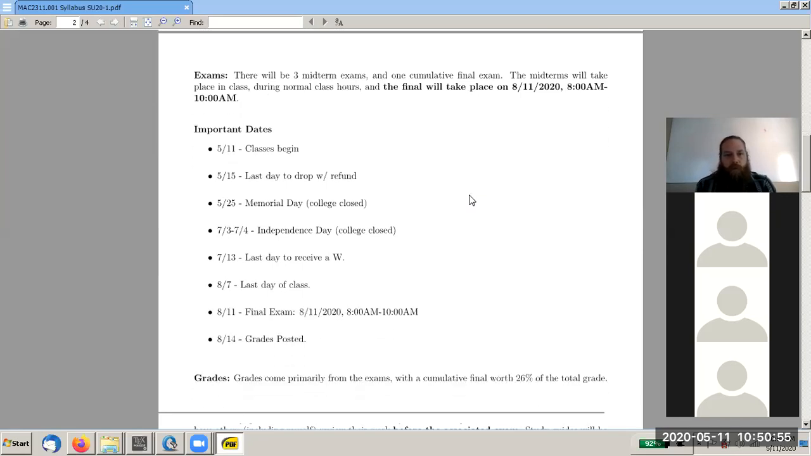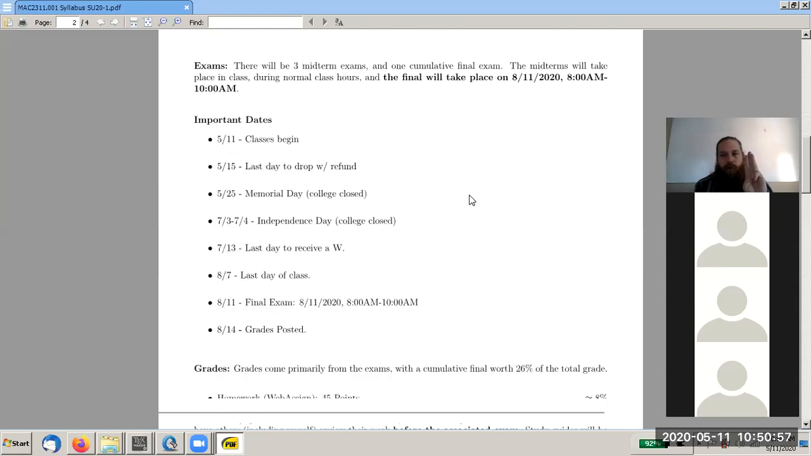Exams though, this is something I'm sure everybody's curious about. We've got three midterms and a final, so four exams altogether. The three midterms are going to take place during our normal class time, and this being a virtual class rather than an online class, you have to take the exams during the prescribed time window.